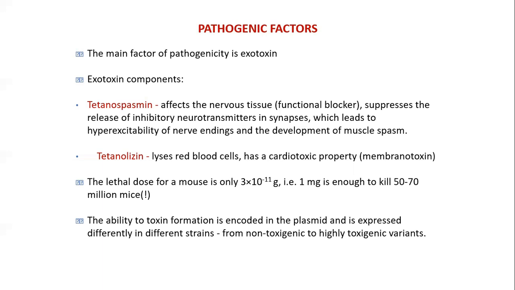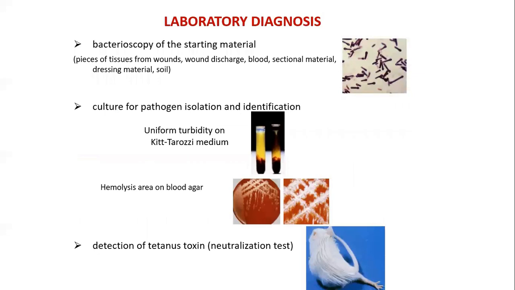The test material for tetanus are pieces of tissue from wounds, wound discharge, blood, sectional material, dressings, and soil. The study is carried out in 2 directions. First, detection of the toxin by setting up a bioassay. Second is isolation of the pathogen. To detect the toxin, a biological neutralization reaction is carried out on laboratory animals.